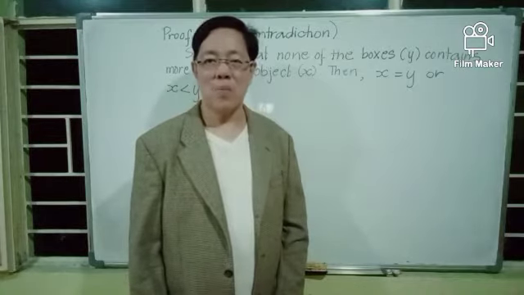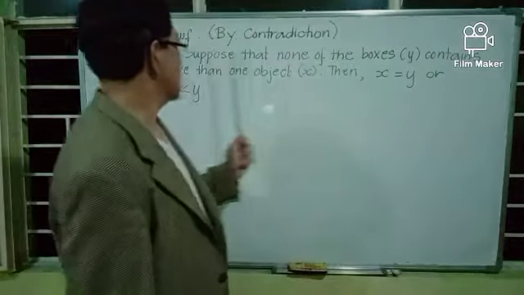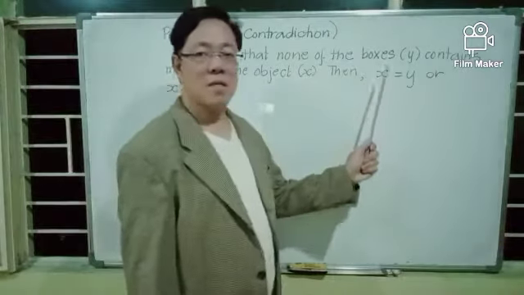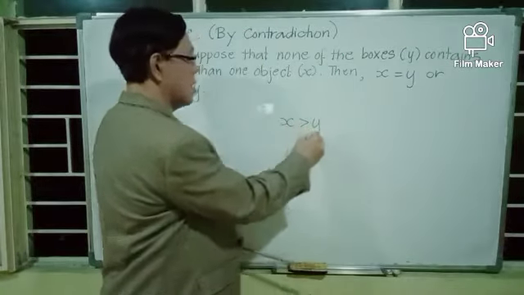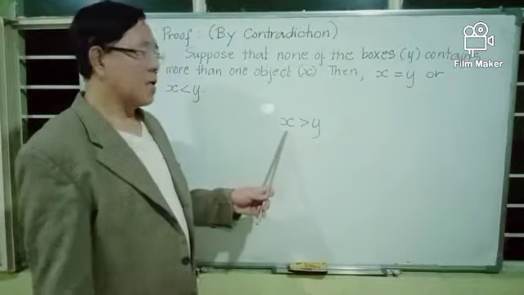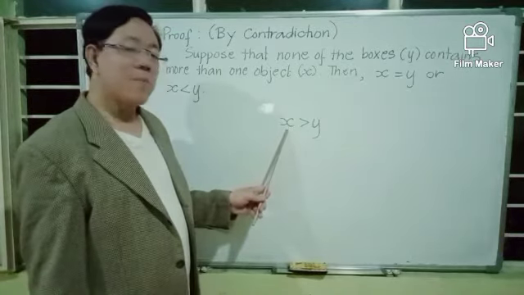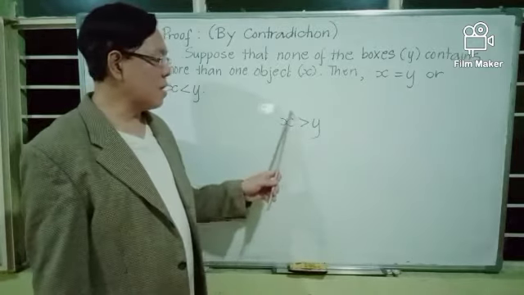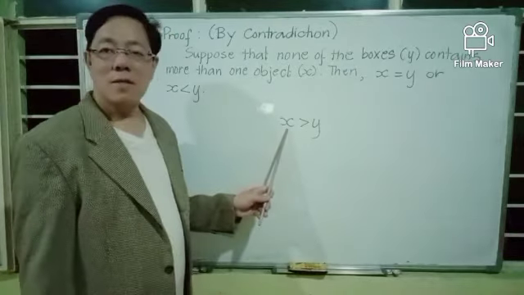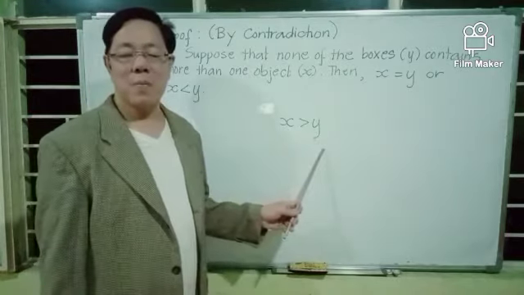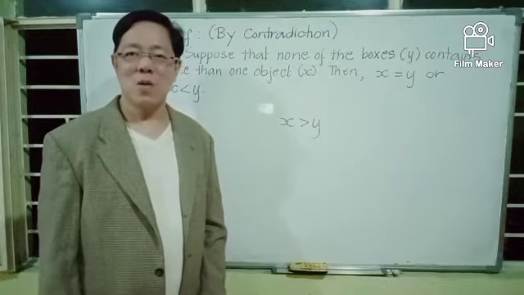The premise of the pigeonhole principle says that if X objects are placed in Y boxes such that X is greater than Y, this is the premise: the number of objects is more than the number of boxes, then there is at least one box, or one or more boxes, that contains more than one object.